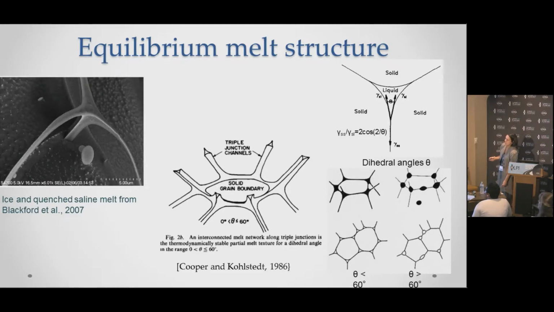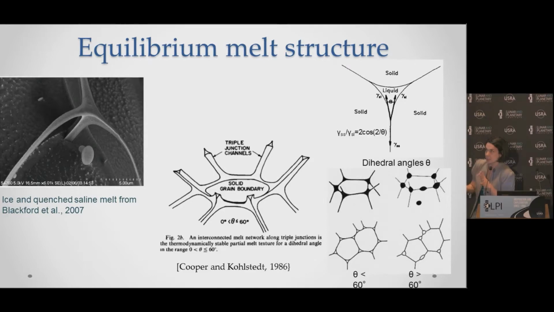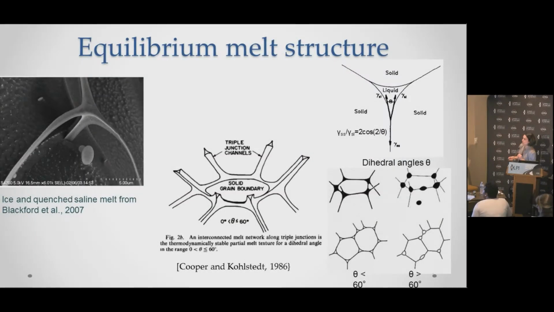And this is nice work done by Jane Blackford, who took an SEM image of an ice plus saline system and then quenched it. So the melt got quenched in liquid nitrogen, and then the ice later sublimated away. And it just really nicely shows a real, actual three-dimensional image of this theoretical configuration. And again, this is equilibrium, so the system had enough time to get to this happy place. It wouldn't hold true for really transient or immediate processes.